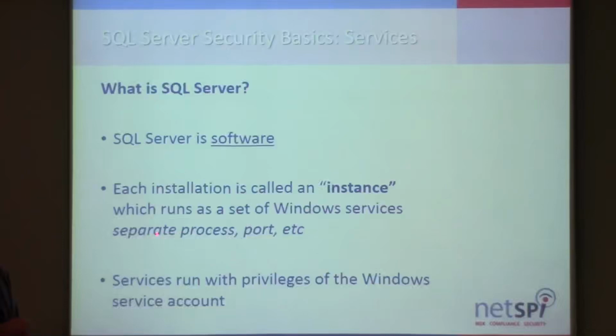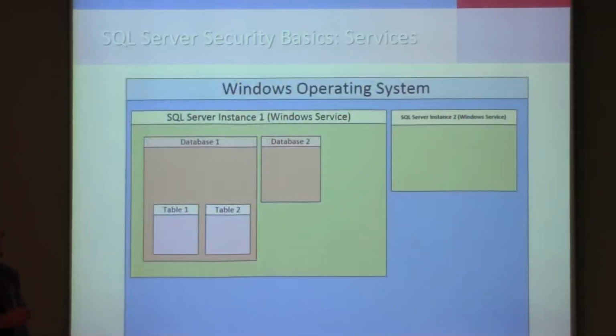Just know each installation is called an instance. Each of those instances is a collection of separate processes and separate ports. So if you have 2 SQL servers installed on the same box, they're going to be listening on different ports. I put together a rudimentary diagram here. You have the operating system. On the operating system, we have individual Windows services installed. Those are instances. Within each instance, you have individual databases, and then your data is in the tables.